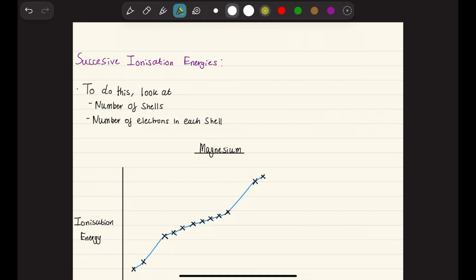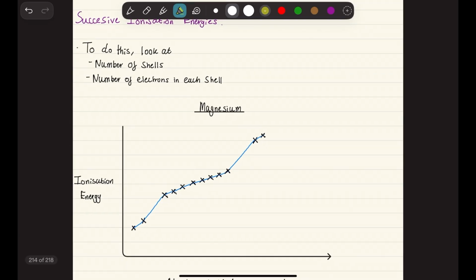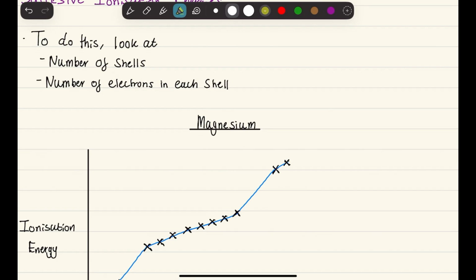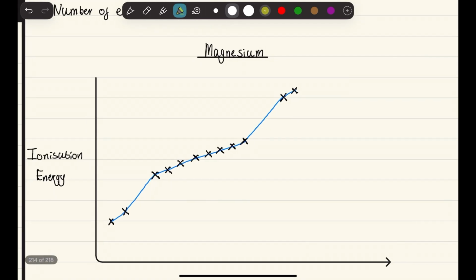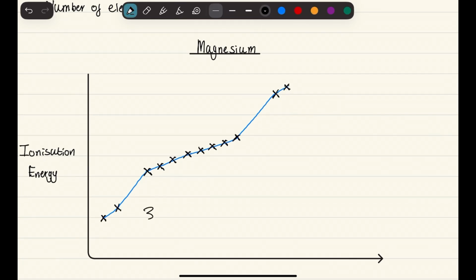So, for example, we have magnesium right here, and I'm just showing this diagram. We're going to do the first, the second, the third, the fourth, the fifth, the sixth, all the way to the 12th ionization energy. We can do that. We're just removing all those electrons. Now, whenever you are talking about successive ionization energies, I need you to look at the number of shells and the number of electrons in each shell. So if I look at magnesium, I know magnesium is in group 2. It's got 2 electrons in its outermost shell. So in the third shell here, it's got 2 electrons.